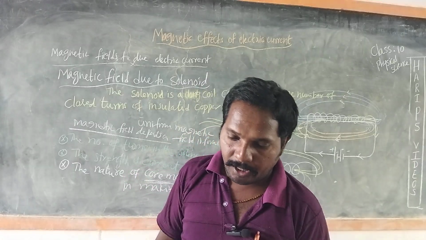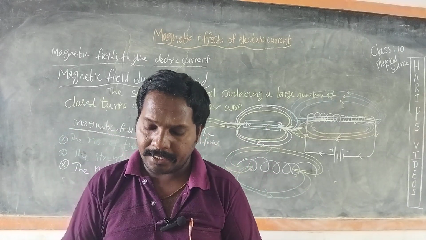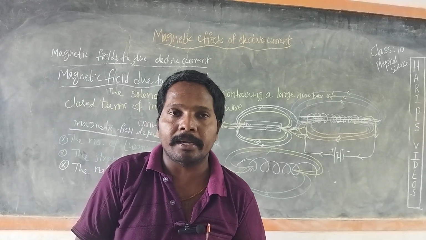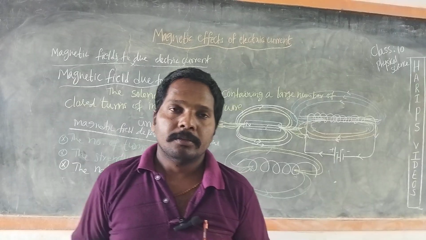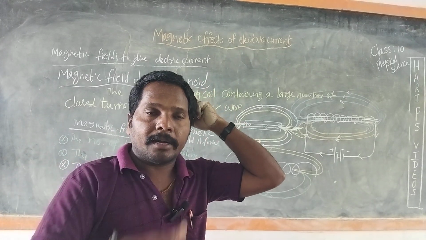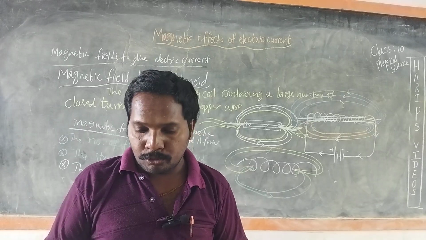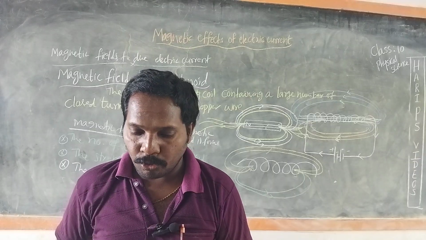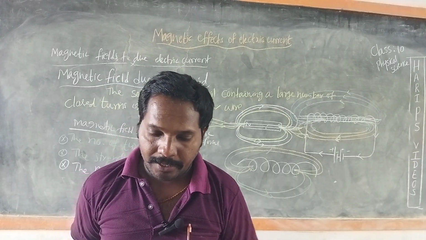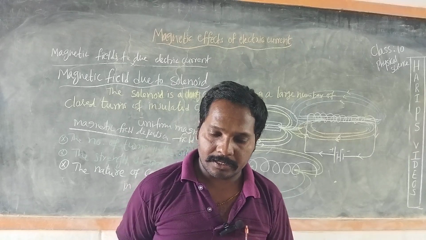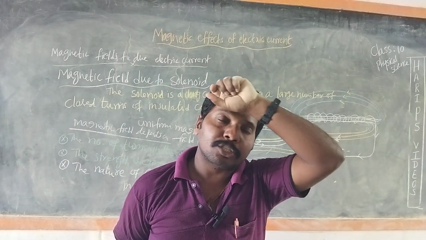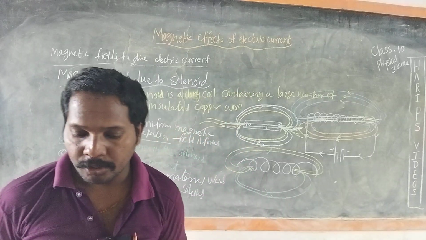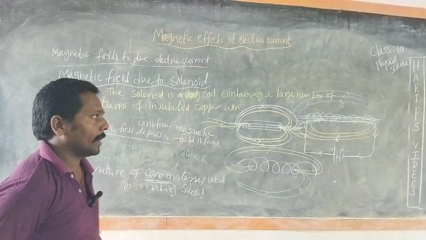The strong magnetic field produced inside a current carrying solenoid can be used to magnetize a piece of magnetic material like soft iron. To strengthen the magnetic field inside the solenoid, when we place a soft iron inside the solenoid, a magnet is formed. It is called an electromagnet. So a solenoid is used for making an electromagnet.